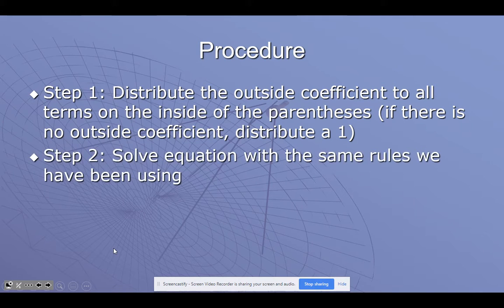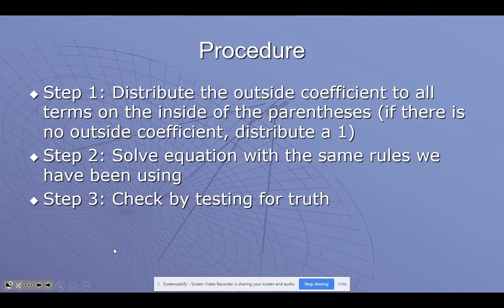Step 2 is to solve the equation exactly with the same rules that we've been using the entire time. That includes drawing a mirror, doing operations to both sides of the equation, and if you haven't memorized your properties, you should be writing them on the right-hand side. Finally, check your work by testing for truth if you feel it's necessary. Let's do some examples.